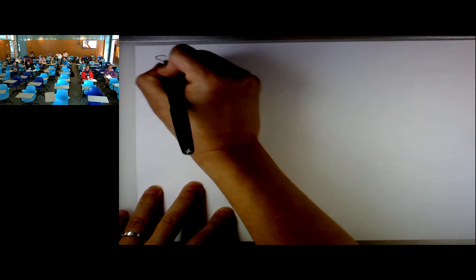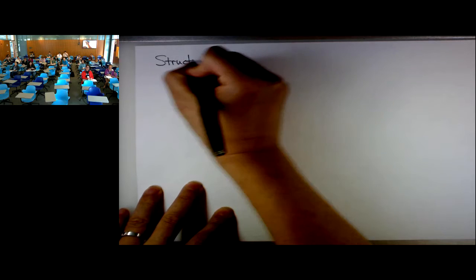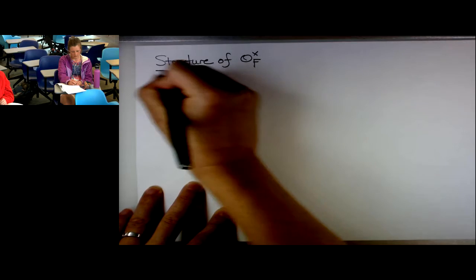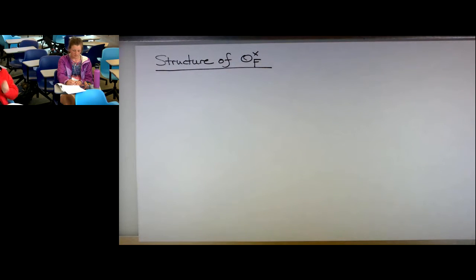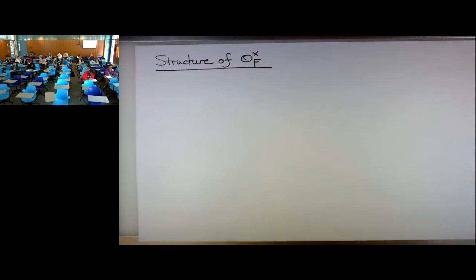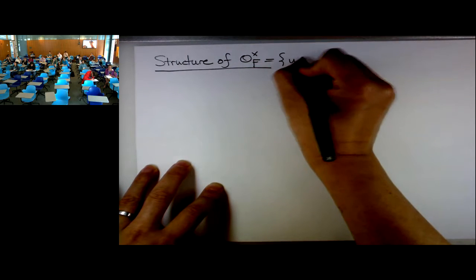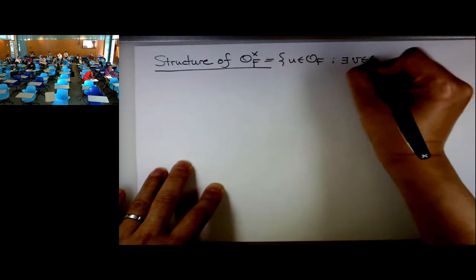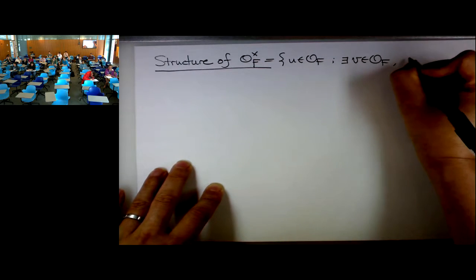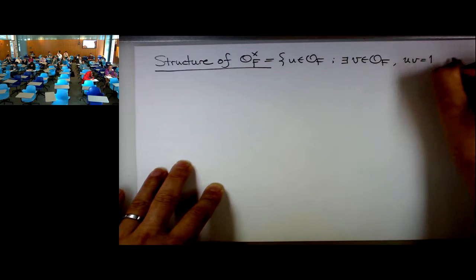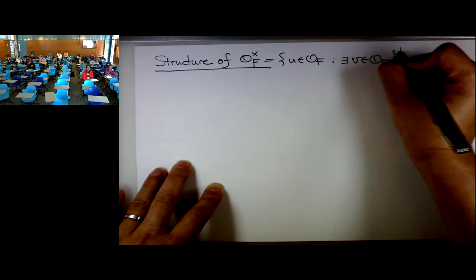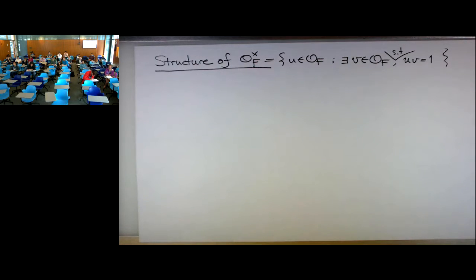Okay, so now we've talked about the ideal class group. Now I want to talk about another very important arithmetic piece of information about the ring of integers: the units. Units are defined as all the elements in O_F such that you can find another element that is a multiplicative inverse. You can invert it.